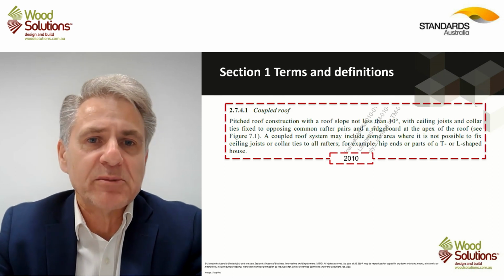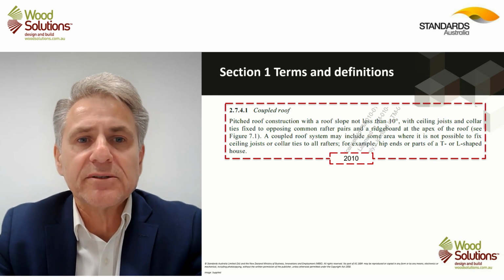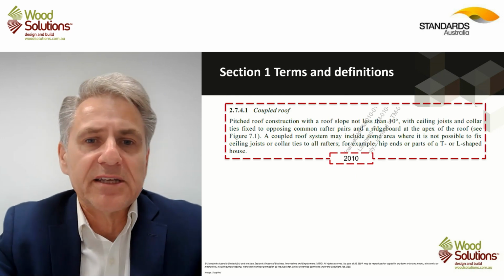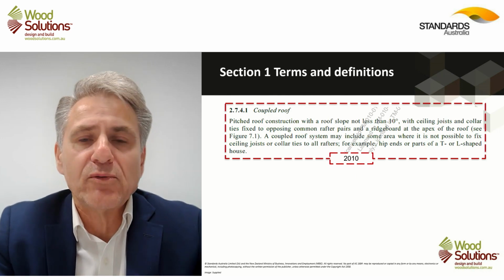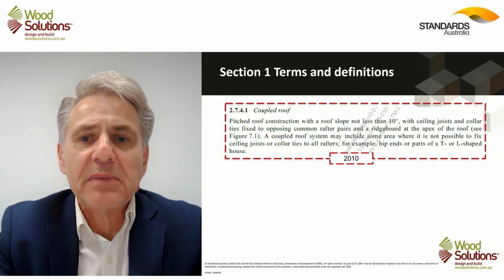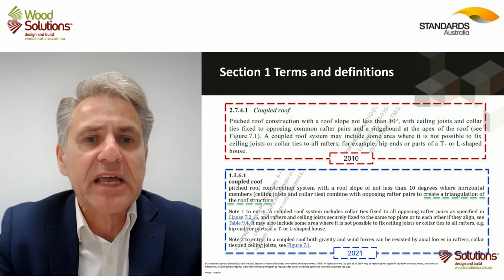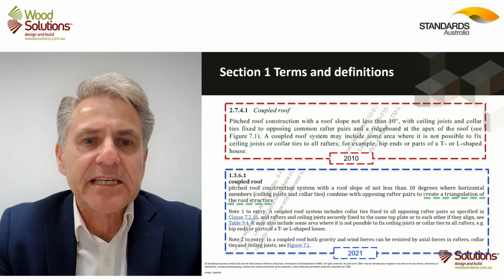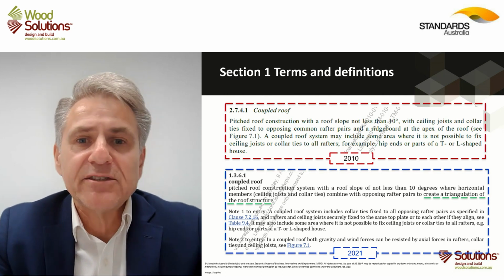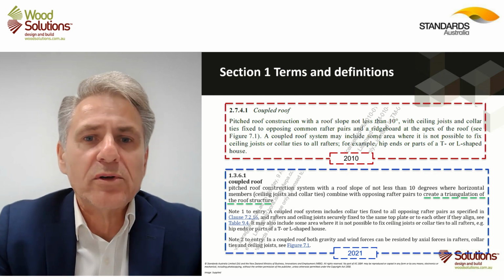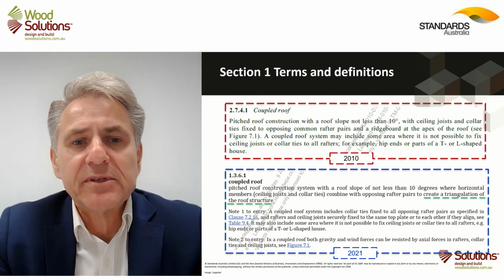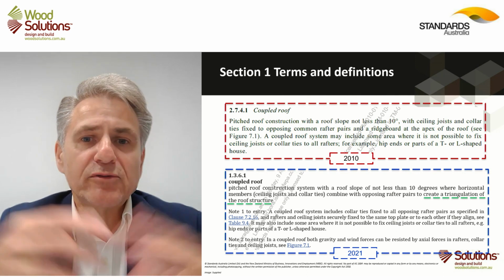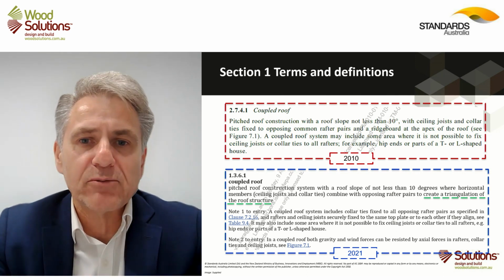Now just going through some of the changes in terms and definitions. Definition in the 2010 edition for coupled roofs. There's been no major change, just a bit of clarification. So the clause has just been slightly edited, but the intent is the same. With the additional words of with a coupled roof, we've got our roof structure. We're triangulating our roof structure.